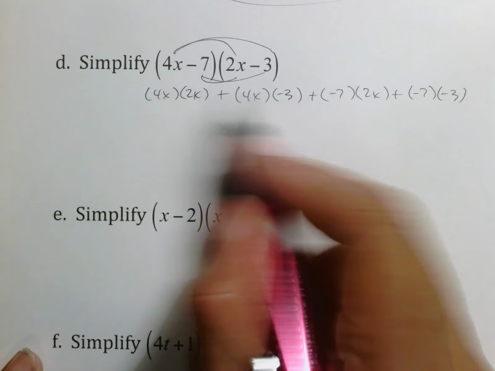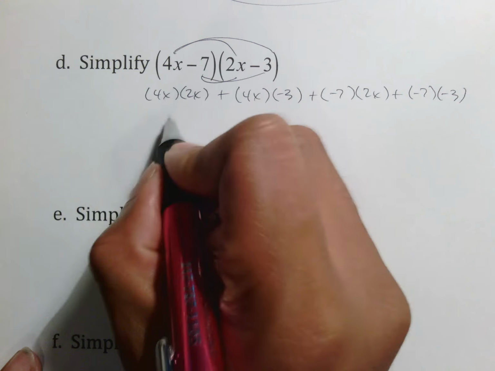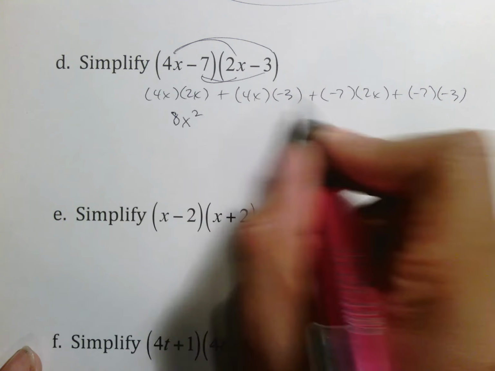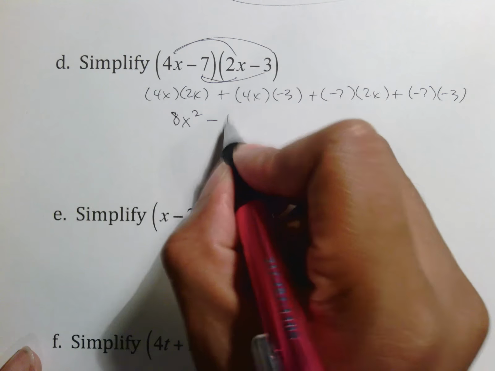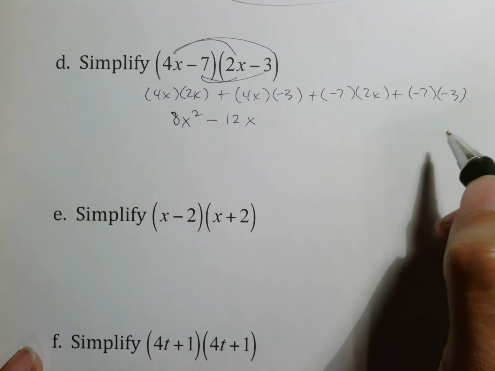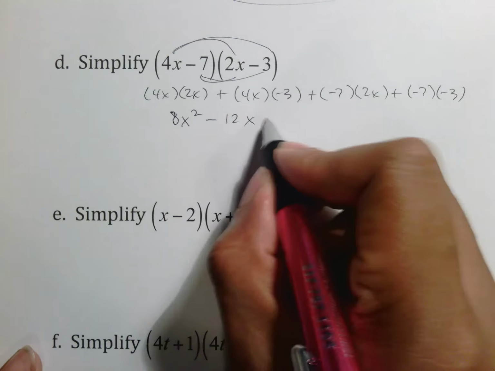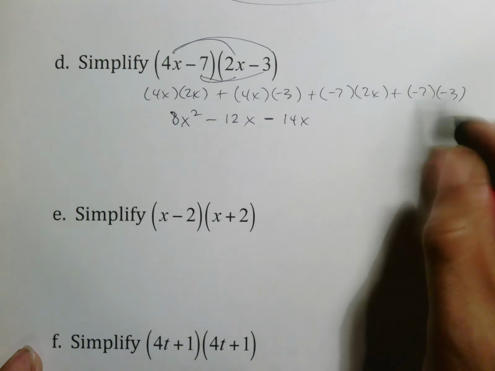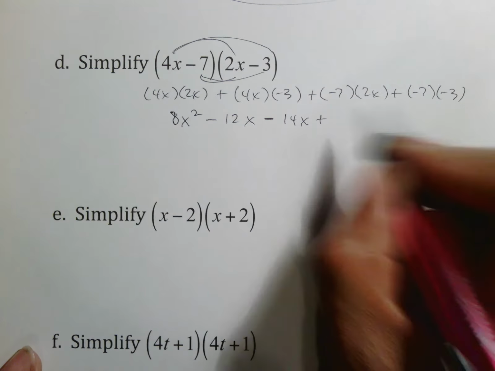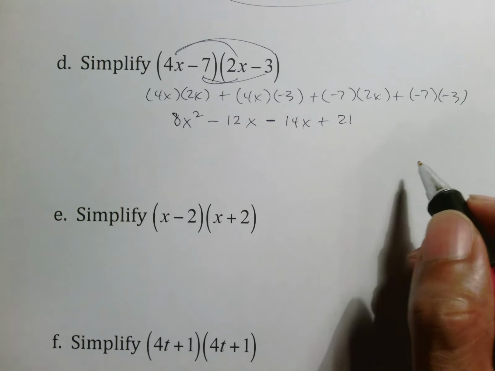From there, again, you just simply do each part slowly. 4 times 2 makes 8 with 2 x's. This answer is going to be negative because it's got one negative. 4 times 3 is 12 with 1 x. This part here is also going to be negative. 7 times 2 is 14 with 1 x. This part's going to be positive because it's two negatives, 21.